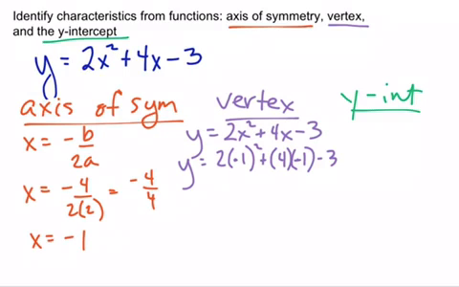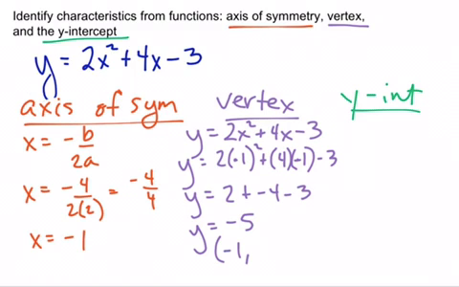Alright, so now we solve that expression. Start off with the exponent, -1 times -1, which is 1. That's going to just give us 2. And 4 times -1 is -4. Okay, then we have -3. And the y will equal -5. Now remember with the vertex, we do have to write that as an ordered pair, because it's one point on the parabola. So it's (-1, -5).